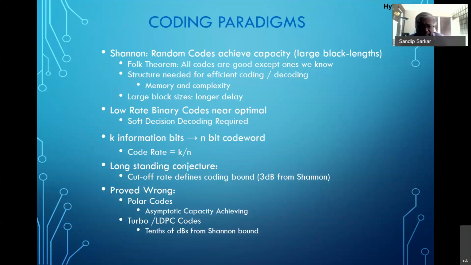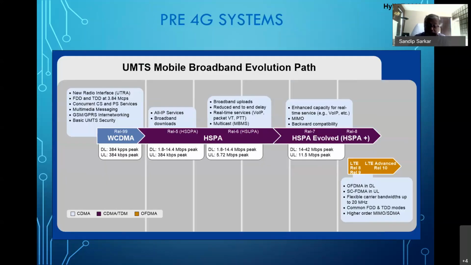However, this long-standing conjecture of this coding bound was proved wrong by the introduction of turbo and LDPC codes somewhere in the 90s, which came to within tenths of a dB of the Shannon bound, and polar codes more recently, which say that asymptotically these are capacity achieving codes. Okay, so these things have changed and have breathed new life into coding theory.